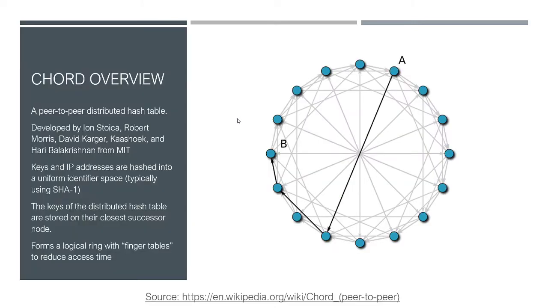So Chord is a peer-to-peer distributed hash table, and peer-to-peer essentially means that all of these nodes in this logical network are equal. So they all field requests, they communicate with each other as equals. And this algorithm has been pretty influential, and it's led to a lot of follow-on research by other researchers. So essentially there are just a couple of core ideas here.